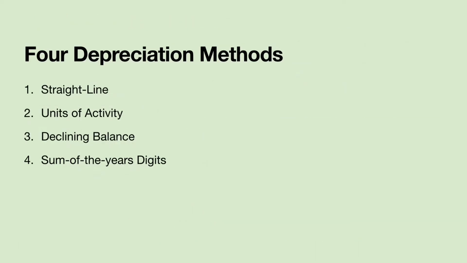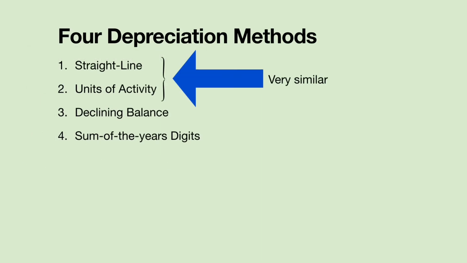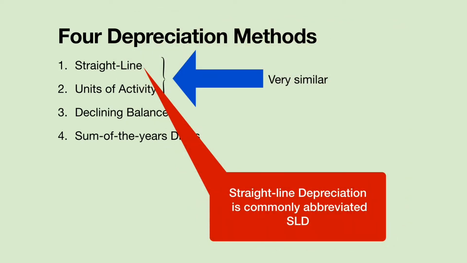There are 4 ways to calculate depreciation that you should be aware of. The first depreciation method is the most common. It's called straight line depreciation. And you will be happy to know that the second method is almost exactly the same as the first method. They are very similar. By the way, straight line depreciation is so common that it has a common abbreviation, SLD.